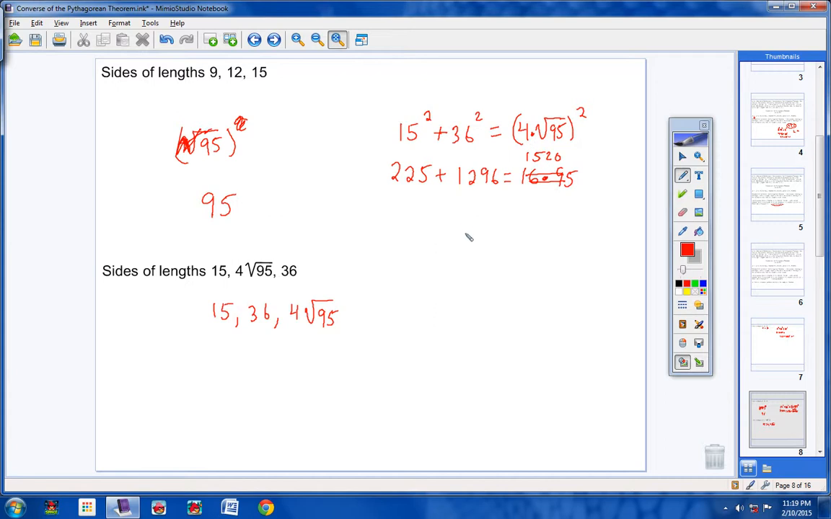225 plus 1296 gives you 1,521. And over here, 1,520. Now they're really close, but they have to be exactly equal. So these three sides here will never be the sides of a right triangle. Okay, you do not have a right triangle. So really, guys, it's pretty simple so far. If I give you sides, you tell me whether or not you have a right triangle. Okay, all right, moving on.